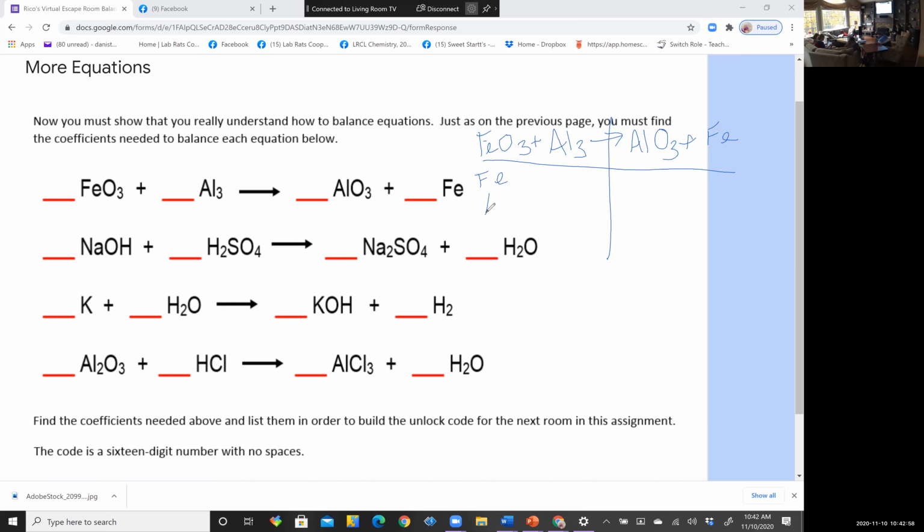Now you must show that you really understand how to balance equations, just as on the previous page. You must find the coefficients needed to balance each equation below. Fe, we got 1 and 1. Al, we got 3 and 1. So this needs to become 3. I think I got it. 3, 1, 3, 3. Yes, for the first one. 3, 1, 3, 3. There we go.